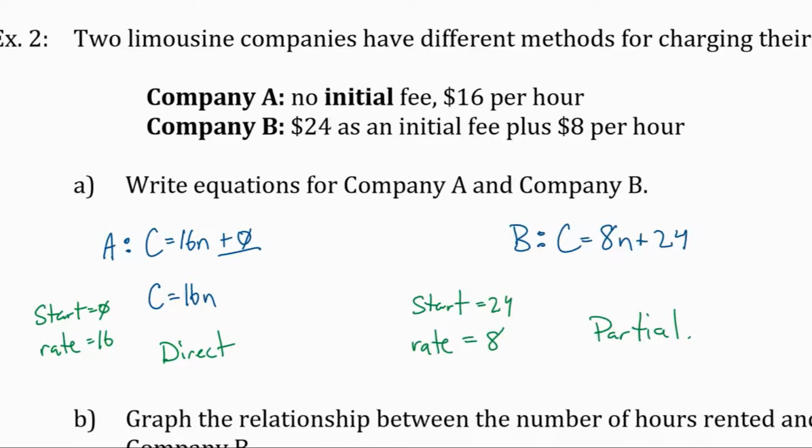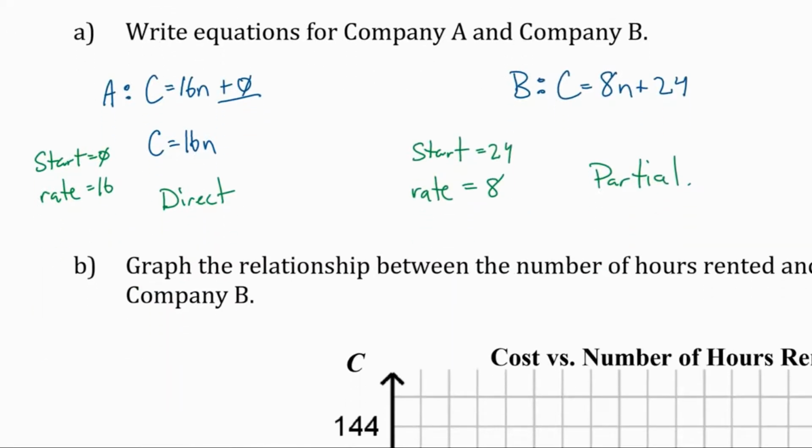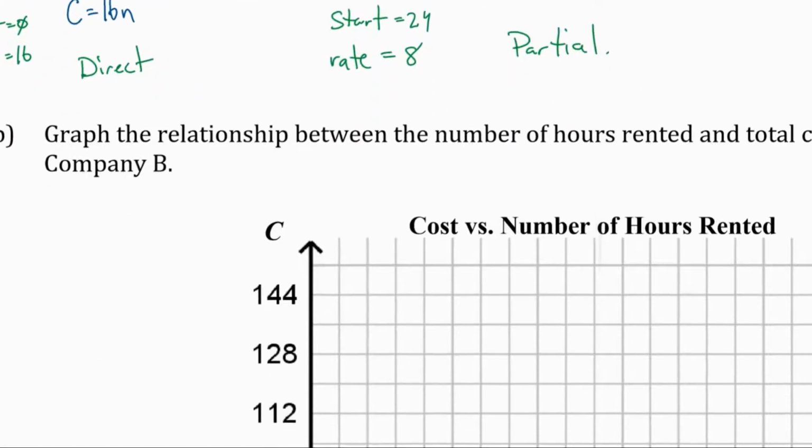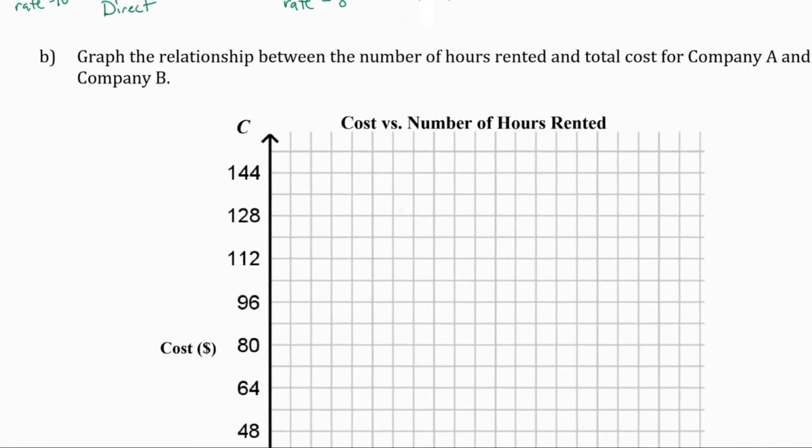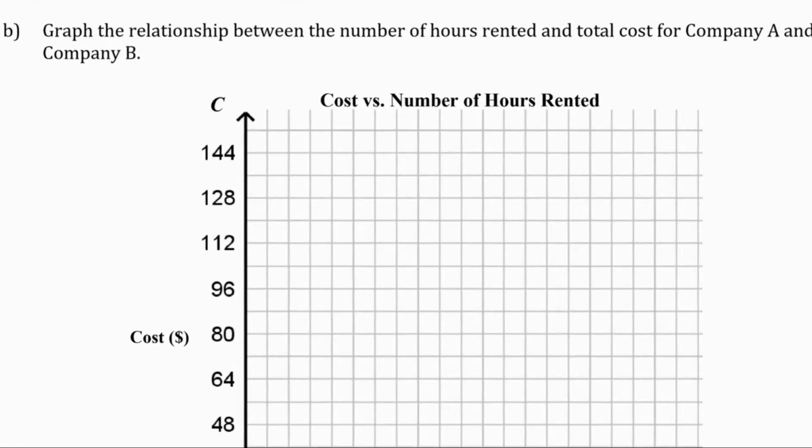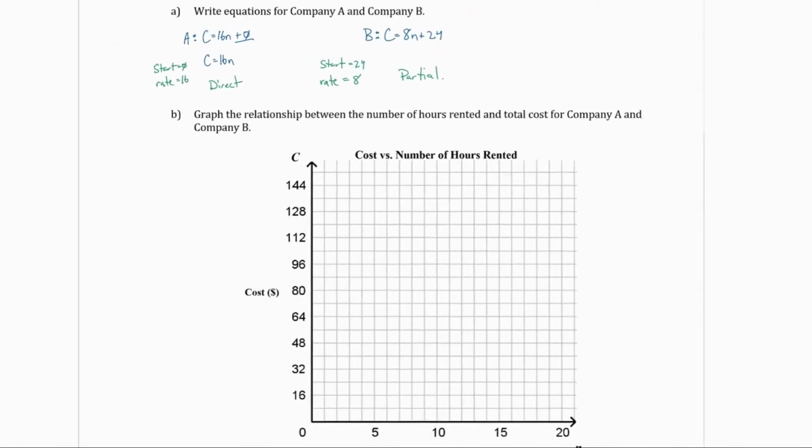So I think that's it for A. Let's take a look at B. Like I said, I think we're graphing. Graph the relationship between the number of hours rented and the total cost for company A and company B. So we're doing both. Okay, I'll zoom out a little bit here.